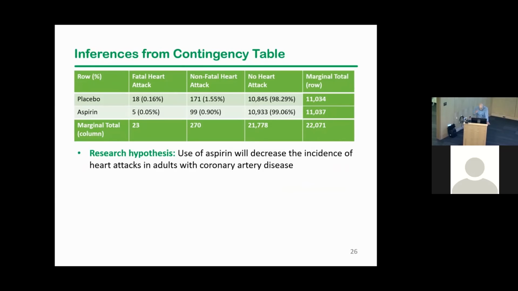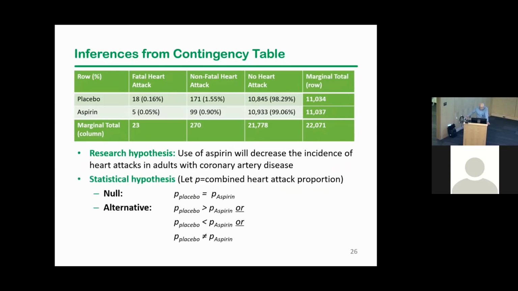and how I should be thinking about your research question. What I typically do on my end, once you give me your research hypothesis, is I convert it into a statistical hypothesis. And you may have seen some of these in your intro to stats class. Again, I'm letting P here be the combined heart attack proportion. The null hypothesis may be that there's no difference between placebo and aspirin. The alternative depends upon our conversation.